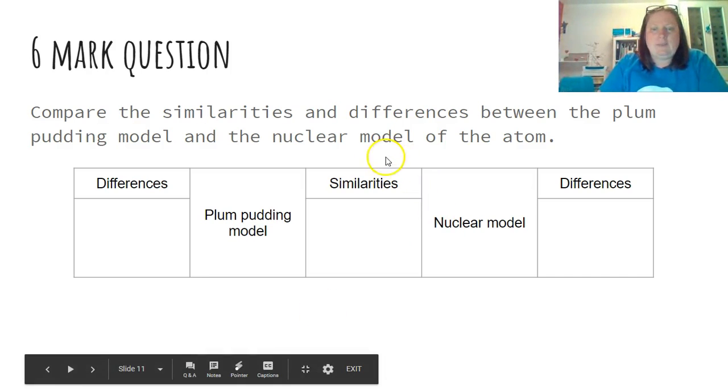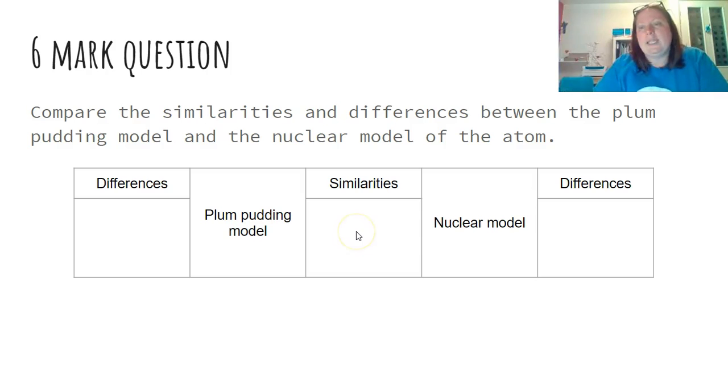To do this, you look first of all at similarities, things they have in common. For example, both models contain electrons. A difference, though, would be that the plum pudding model had the electrons in the center, whereas the nuclear model had the electrons around the outside. So if you sketch up a little table like this before you try and answer the question, it's really going to help you maximize your mark.